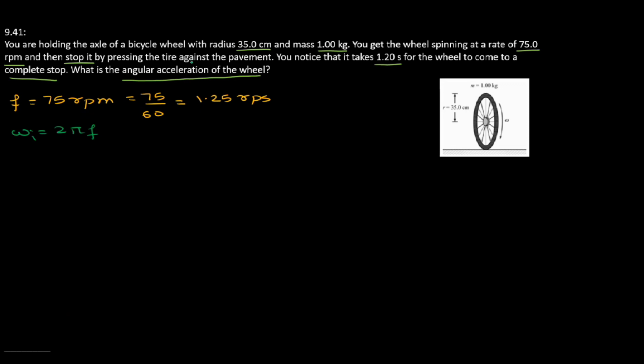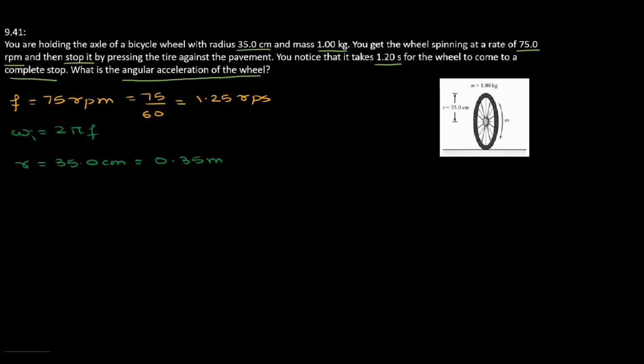Then the question says radius of the bicycle wheel is 35 centimeter. I can write my R as 35 centimeter. You can convert this to meter by dividing with 100. So you get 0.35 meter.